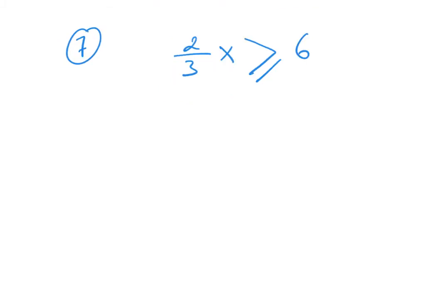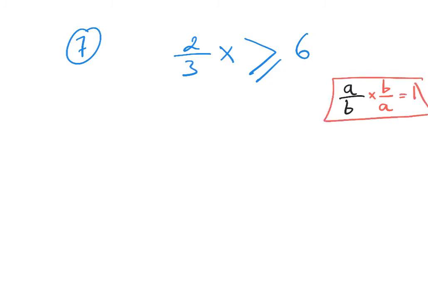In this example, we learn how to cancel a fraction, how to get rid of a fraction like 2/3 times x greater than or equal to 6. So we need to cancel 2/3. Now, there is something that has to do with the reciprocal. b over a is the reciprocal of a over b, right? Anytime you multiply a fraction with its reciprocal, the answer will be 1.